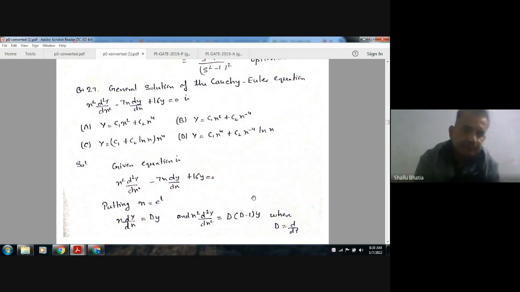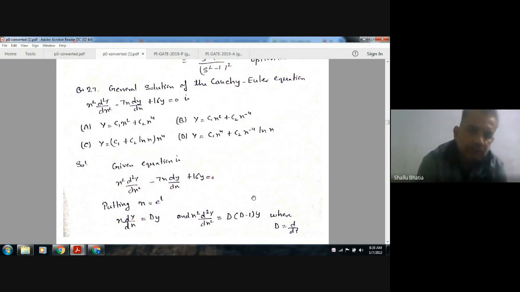Option A, y is equal to c1 x square plus c2 x^4. B, y is equal to c1 x square plus c2 x^-4. C, y is equal to (c1 plus c2 ln x) x^4. D, y is equal to c1 x^4 plus c2 x^-4 ln x.